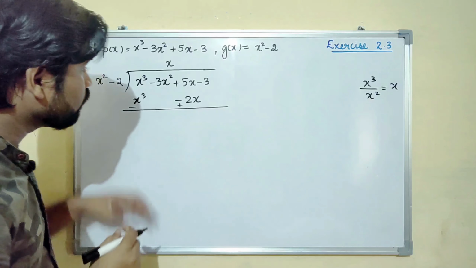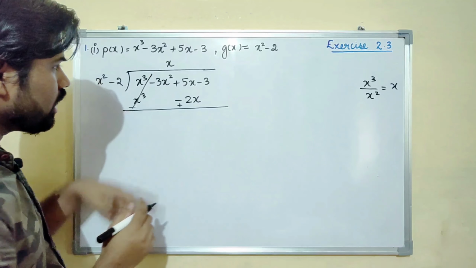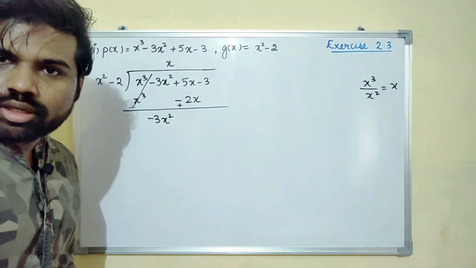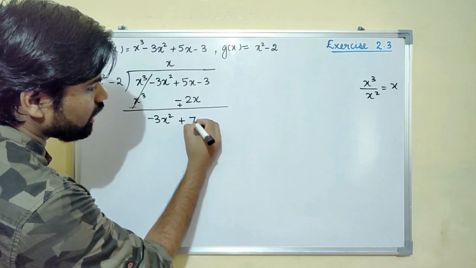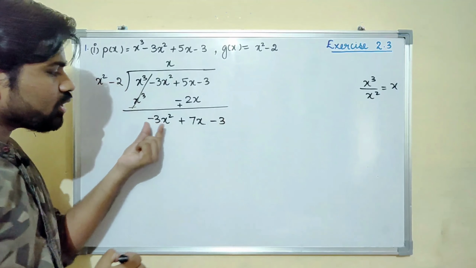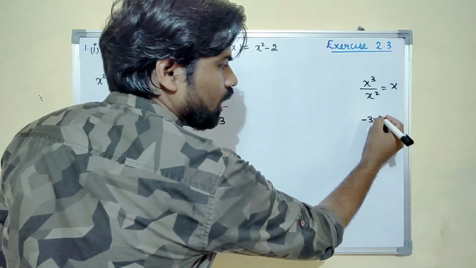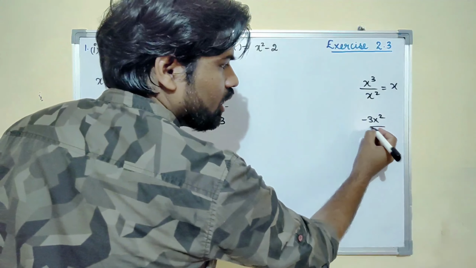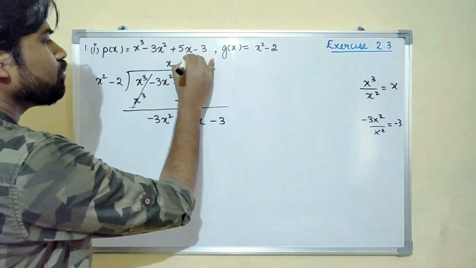Now let us solve it. x cube minus x cube will be 0, that means it will be cancelled, and minus 3x square will be written here. And 5x plus 2x will become 7x, and minus 3 will come down. Now the first term of the dividend is minus 3x square, and the first term of the divisor is x square. Simply we will get minus 3 here. So let us write minus 3 here.